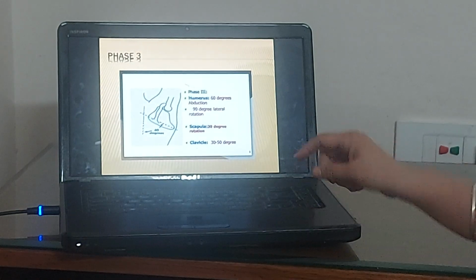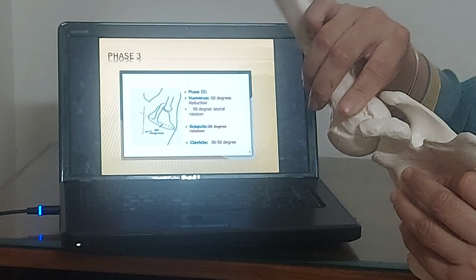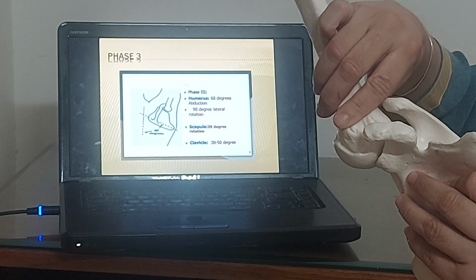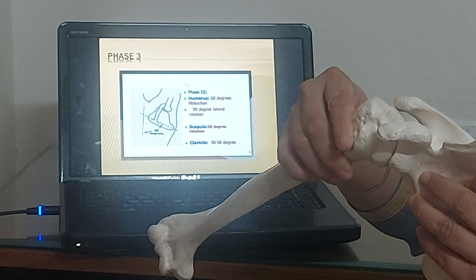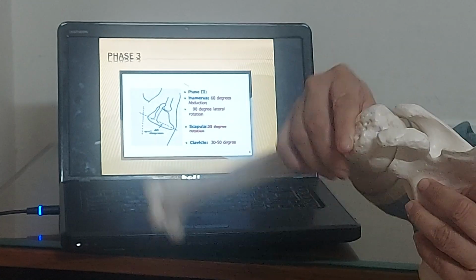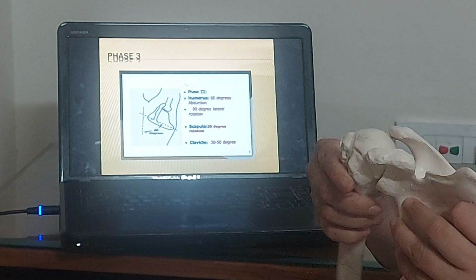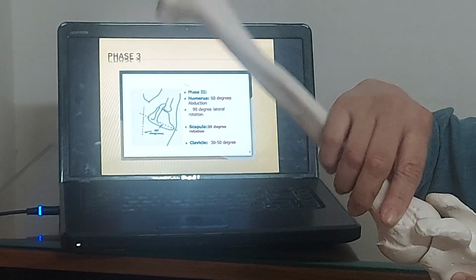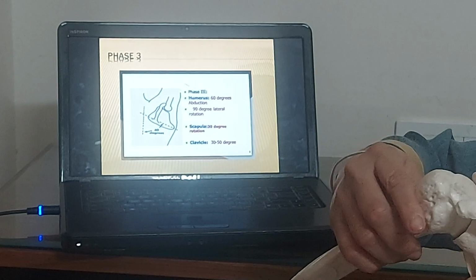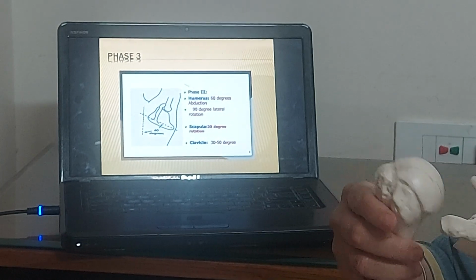Fine. Now the third phase is from this 90 degree, we will go up to which degree? 180. So another last 60 degree of abduction. When this is taking place, can you see it is banging at the tubercle. So what is happening is a kind of lateral rotation is happening.